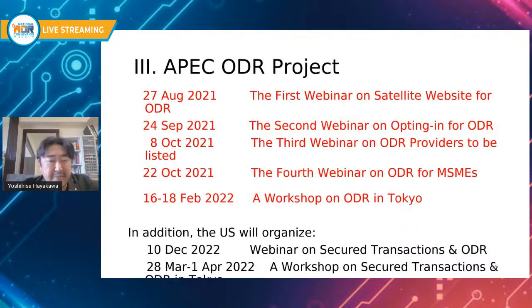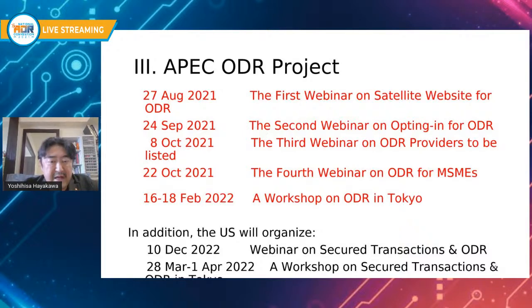And with a list of ODR providers, the users or customers can easily find what kind of ODR providers are reliable. So after the summer of 2021, we had 4 series of seminars. The first seminar was on the satellite website for ODR, the second was on opting-in issues, and the third was on ODR providers to be listed. And the fourth one is how ODR works for MSMEs.